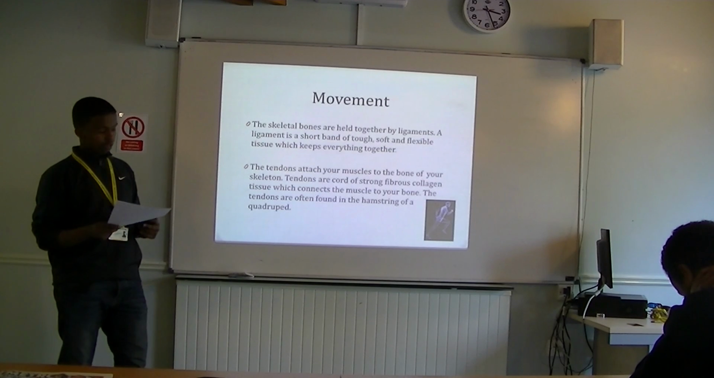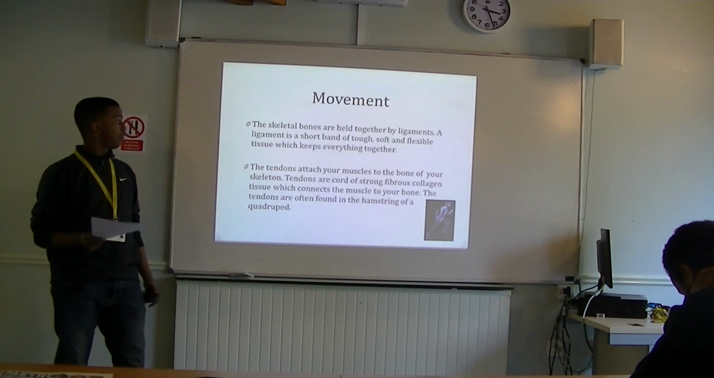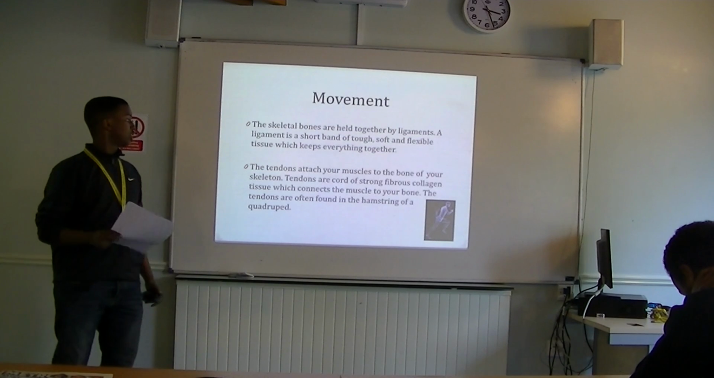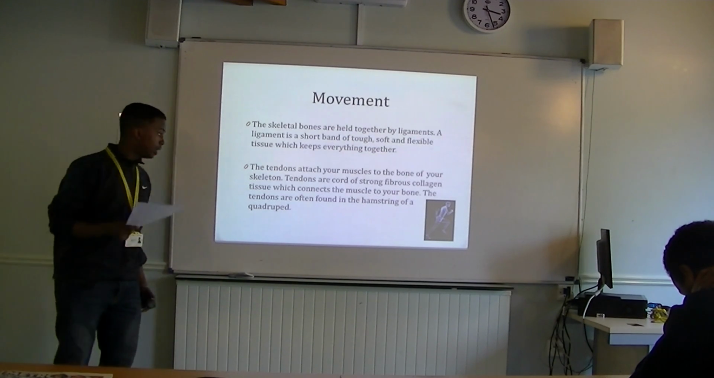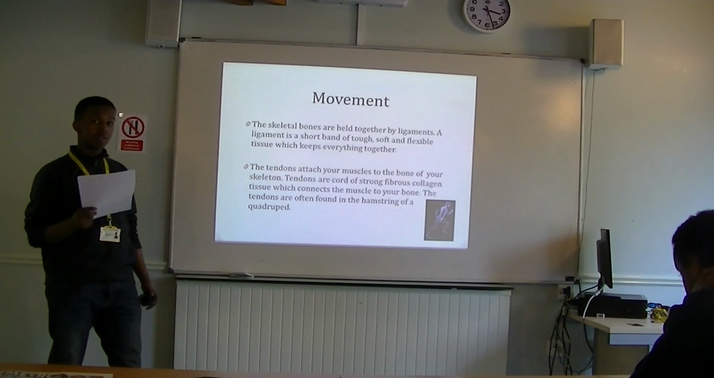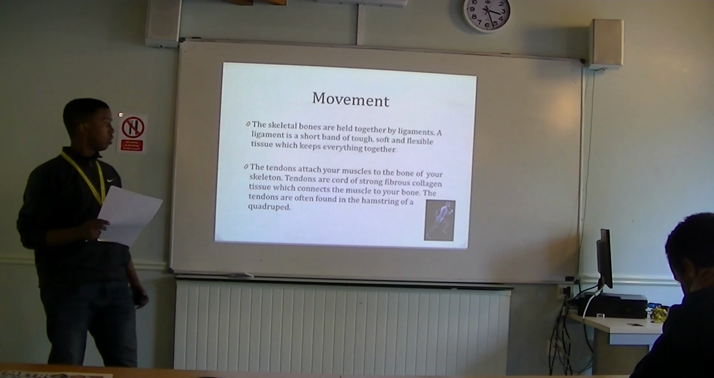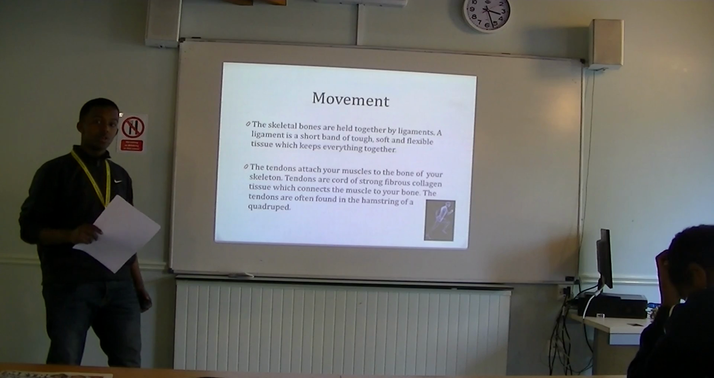Movement. The skeletal bones are held together by ligaments. A ligament is a short band of tough, soft, and flexible tissue which keeps everything together. The tendons attach muscles to the bone of the skeletal system. Tendons are basically cords of strong, fibrous collagen tissue which connect the muscle to your bone. The tendons are often found in the hamstring or the quadriceps.